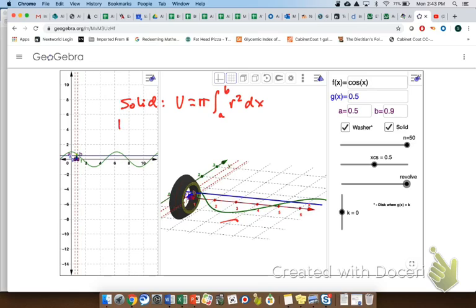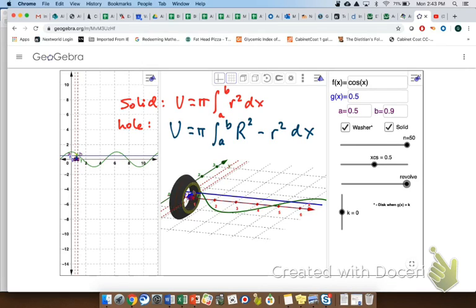But if there is some kind of a gap or hole in the middle, what you're going to do is go with this: volume equals pi times the integral from a to b of big R squared minus little r squared dx, if we're using x's here. Now, why would we do this?